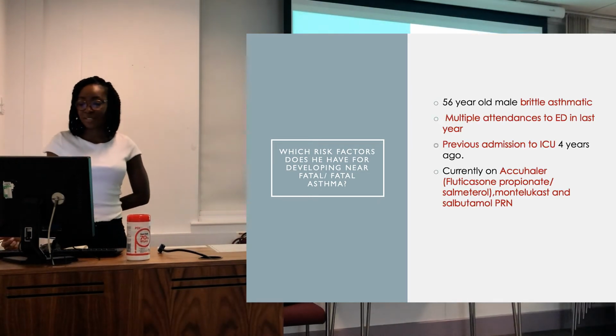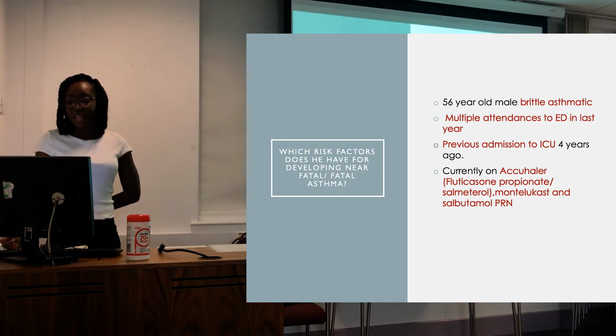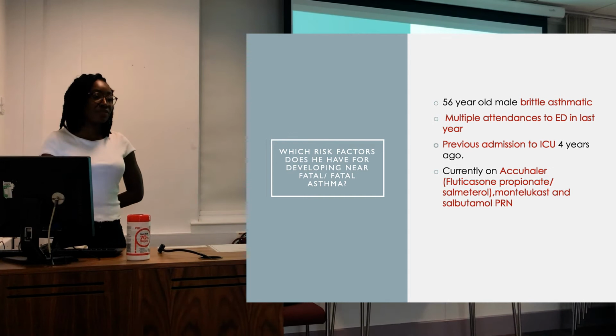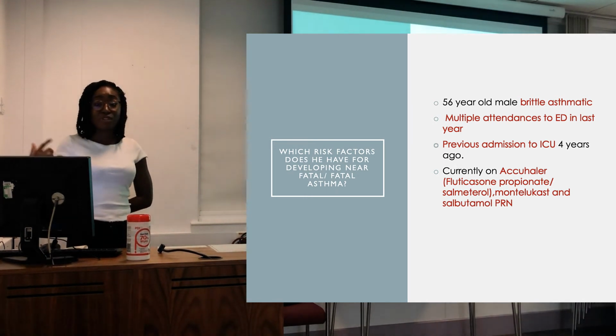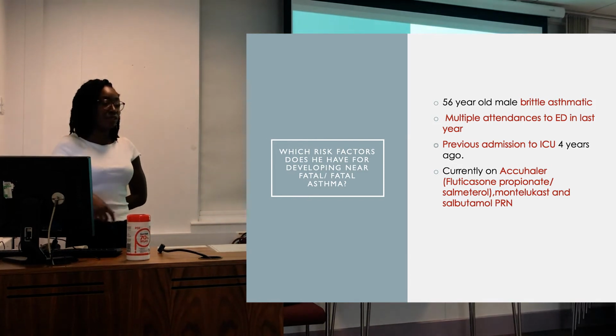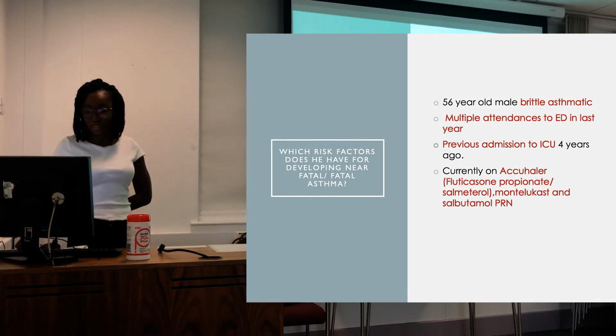He's had multiple attendances to ED in the last year. He's had a previous ICU admission, and he's currently on triple therapy. So he's got advanced asthma as well. So those things make you think that he's already got risk factors for developing near fatal or fatal asthma. Even when he came into the hospital, he already had those risk factors.